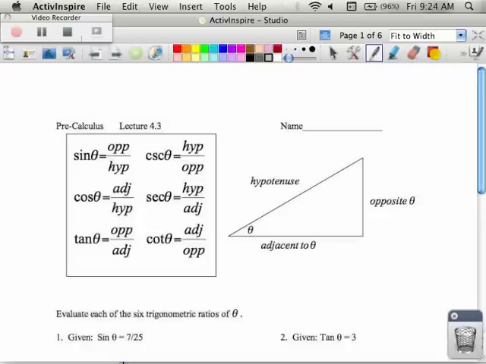It's a right triangle. Oh no! That's not. Weird. Oh, yeah.